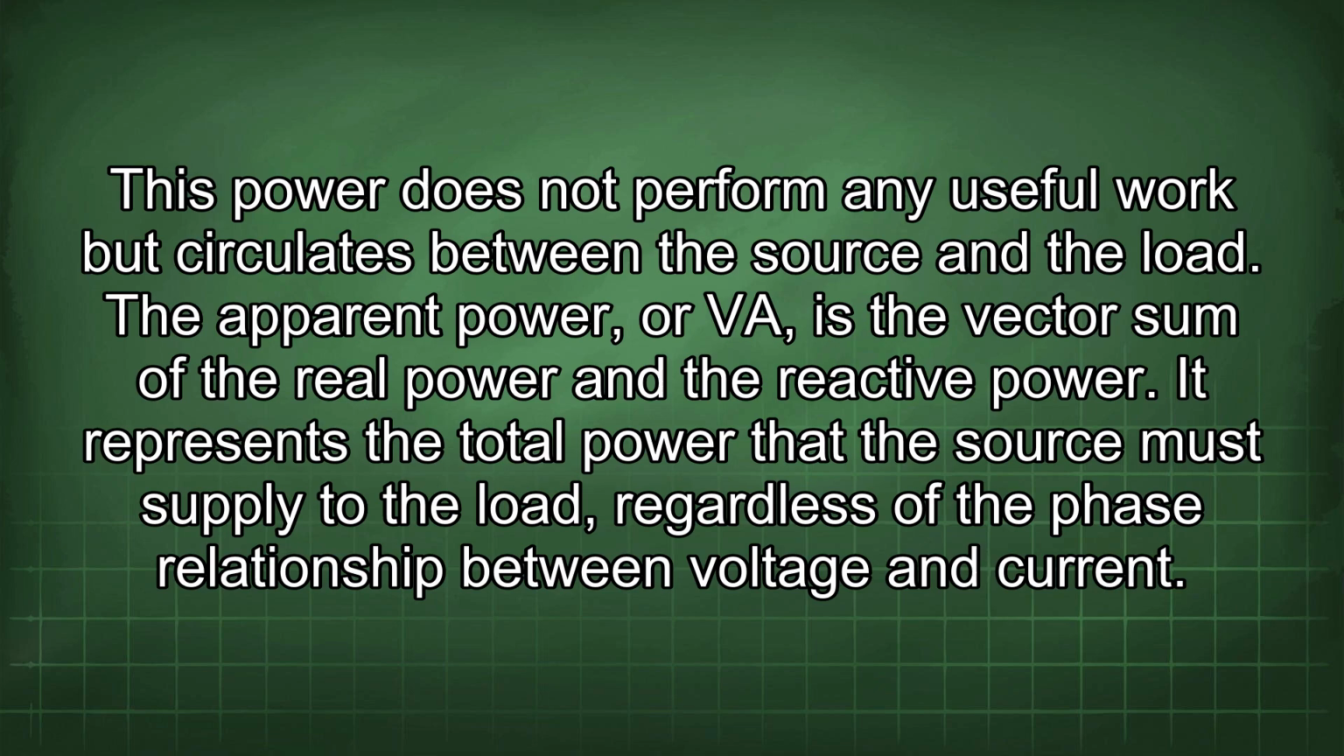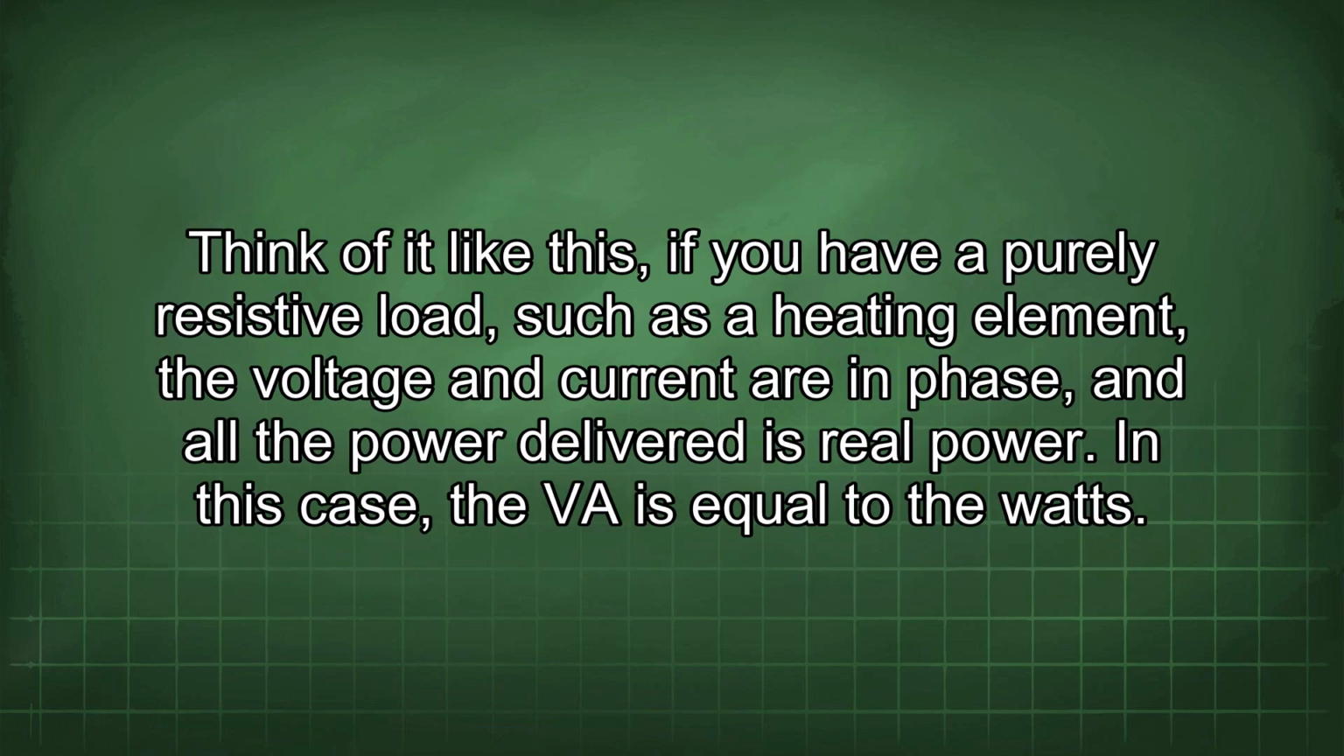The apparent power, or VA, is the vector sum of the real power and the reactive power. It represents the total power that the source must supply to the load, regardless of the phase relationship between voltage and current. Think of it like this: if you have a purely resistive load, such as a heating element, the voltage and current are in phase, and all the power delivered is real power. In this case, the VA is equal to the watts.